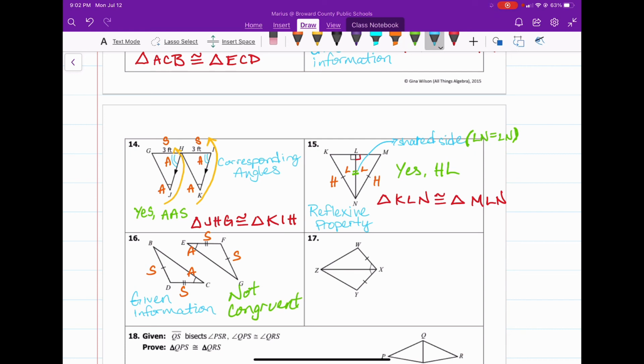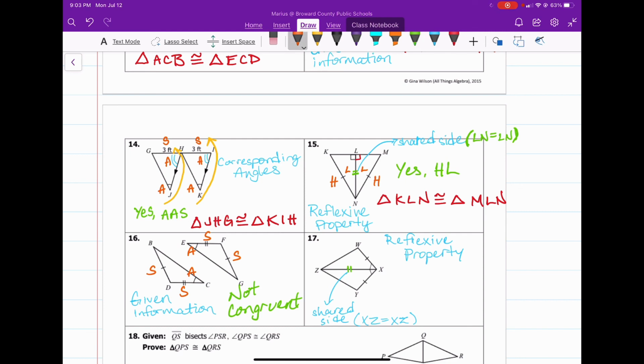Okay. All right. Number 17. Number 17, once again, is an example of the reflexive property. We have a shared side again. And here's the shared side, which we'll call this time, it could be XZ or ZX. I'll go XZ. So the shared side here is XZ is equal to XZ, okay?